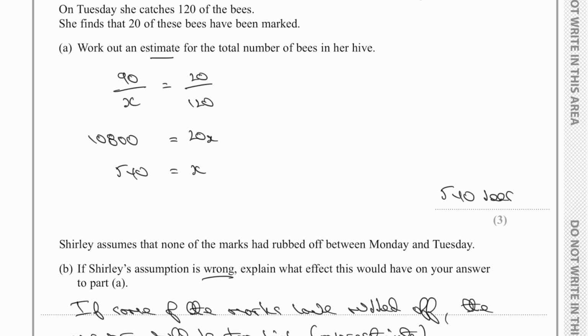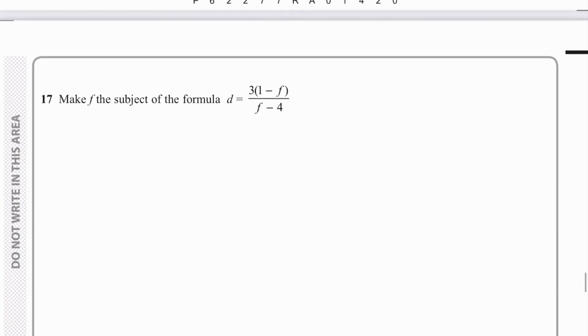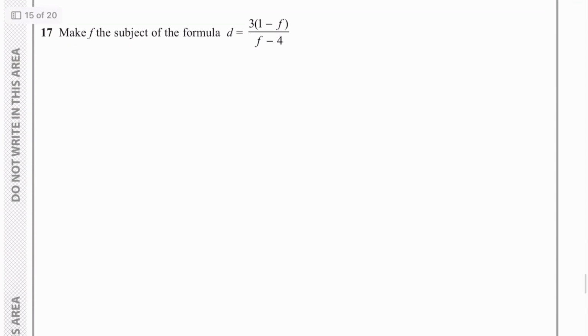Okay, let's move on then to question number 17, which is a fairly standard make F the subject of the formula. The problem you're going to have is we've got an F here and we've got an F here as well, so I need to be mindful of that. So firstly I'm going to get rid of the denominator by multiplying across. I'm going to get D times F minus 4, and that equals 3 times L minus F.